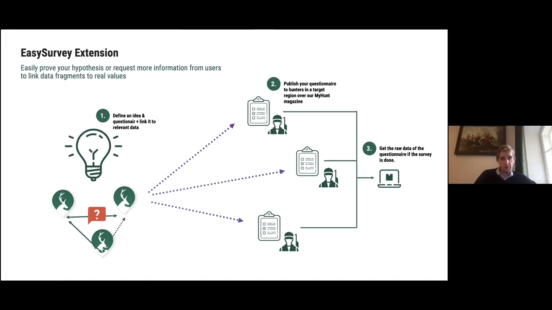Another very interesting feature is the survey extension. If certain scientific hypotheses can be tested directly, you can target a certain set of users in a specific location, area, or region, define an idea into a questionnaire, link it to the relevant data, and then ask specific users about this hypothesis to prove it, qualify it with additional data, or request additional data from specific users in a specific target group, such as mountain hunters across the Alps or across the Carpathians or a specific area.